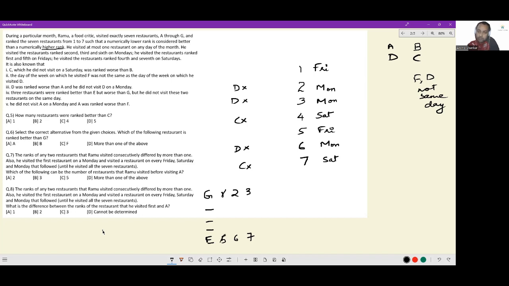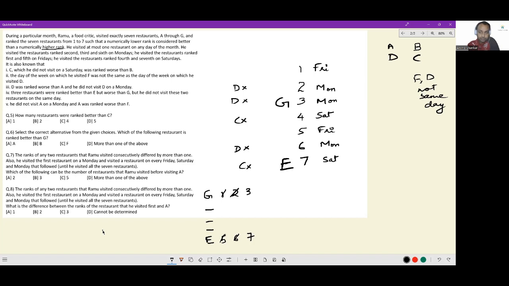How about 2 and 6? Both are on Monday. So this case is also ruled out. How about 3 and 7? Monday and Saturday. Yes, this is the only possibility. So G has to come here. E has to come here. G has to come here, and E has to come here. This is also done.